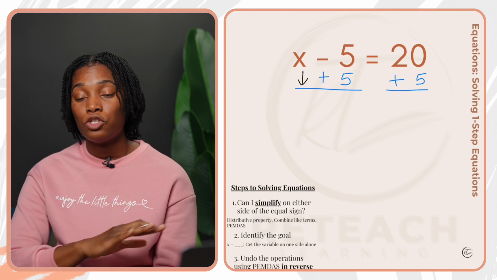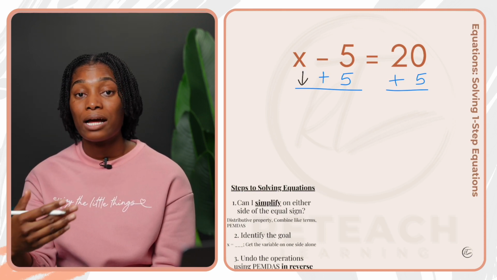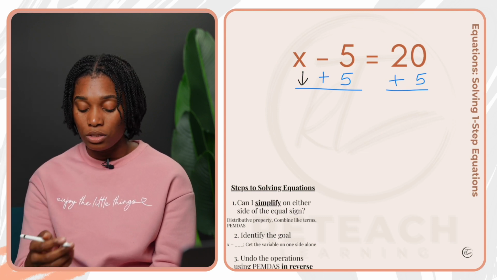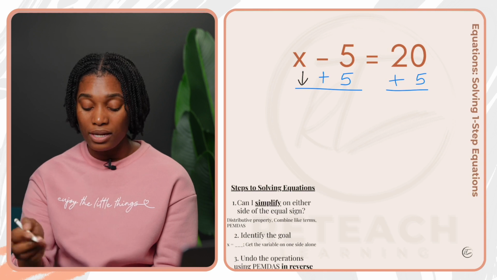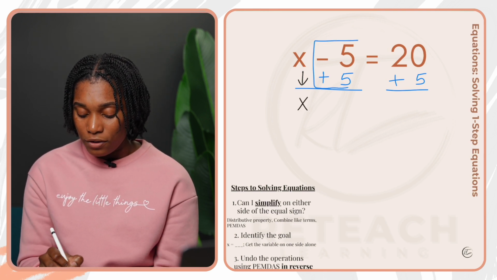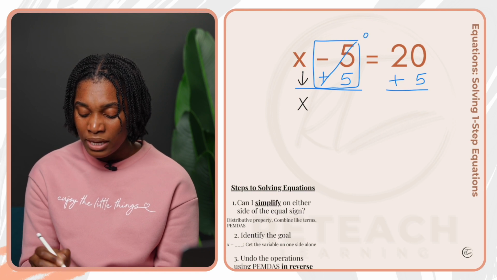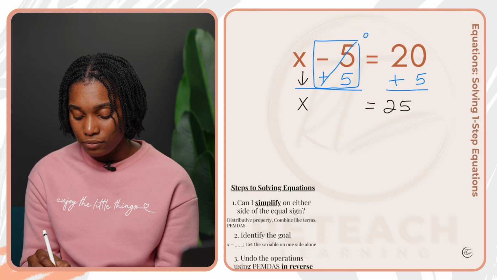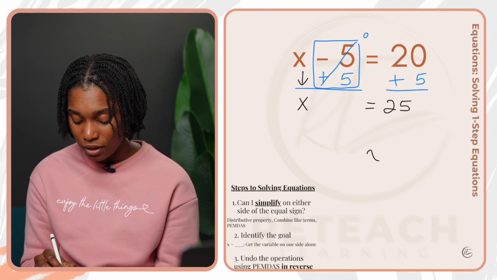Now this applies to any situation. Whenever you do not tackle a term or do anything with a term, you can just bring it back down. You can literally just rewrite it because you haven't touched it yet. So the x comes down. Negative 5 plus 5 is going to give me a 0. And then 20 plus 5 is 25. And so here we go. x is equal to 25 is my answer.